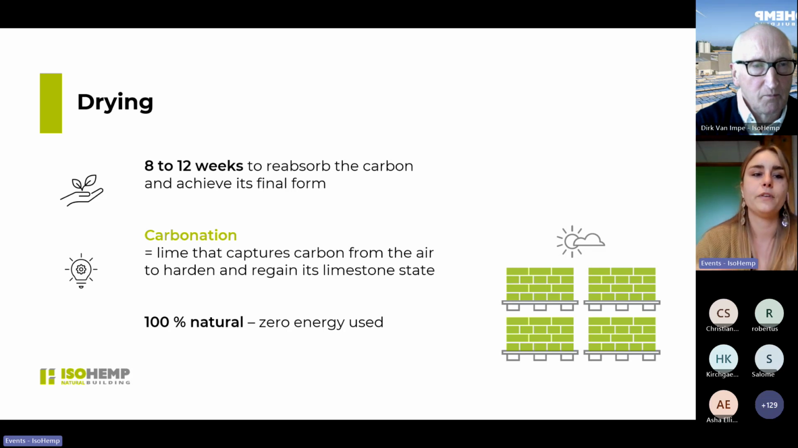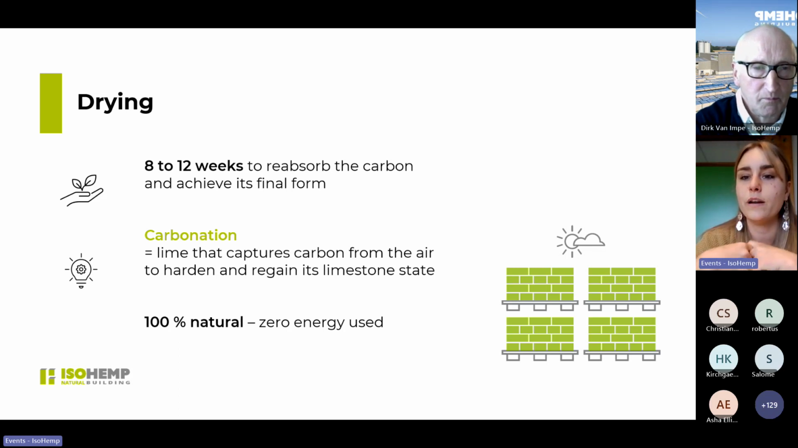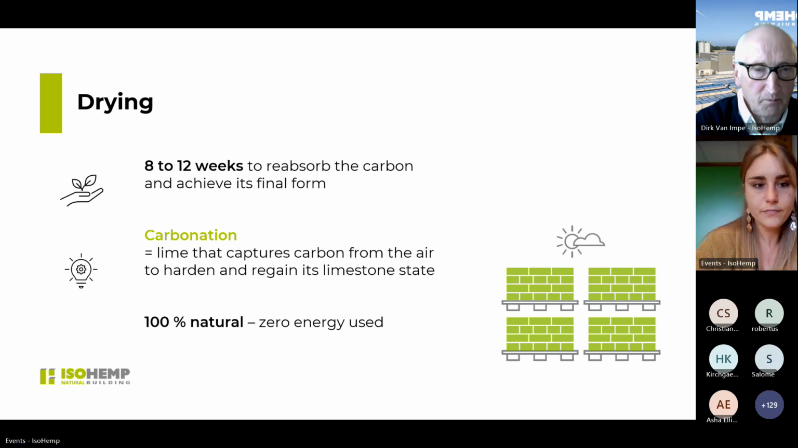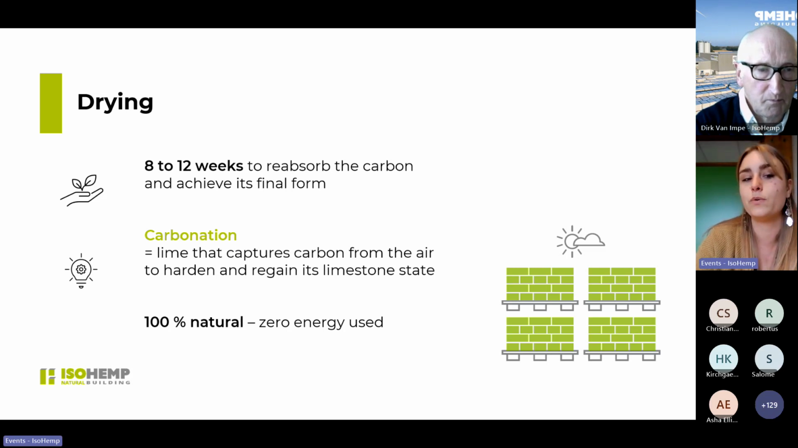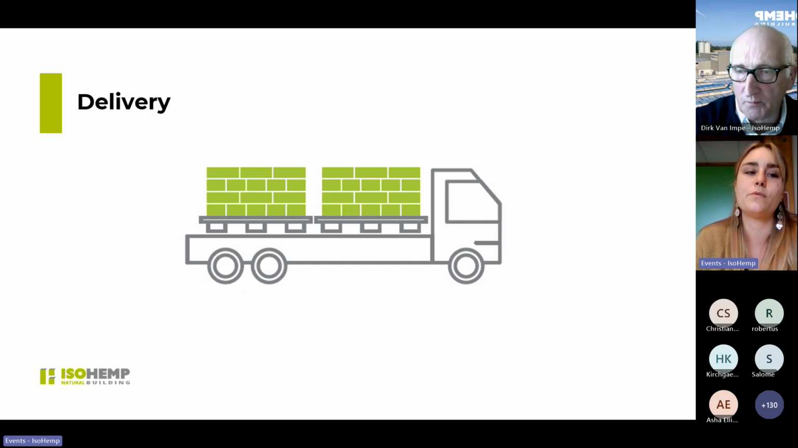The drying. So we leave the pallets outside. Lime is a very slow binder because it has to take the carbon back from the air to become a stone again. The process is called carbonation. This means the lime captures the carbon in the air to harden again and to regain its limestone state. We only cover it for rain, and it just dries with air and sun. It's a 100% natural system because it needs no energy, since it's outside and just drying by itself. And then the blocks, after almost 3 months, are ready to be delivered to your lovely place and to go to your project.